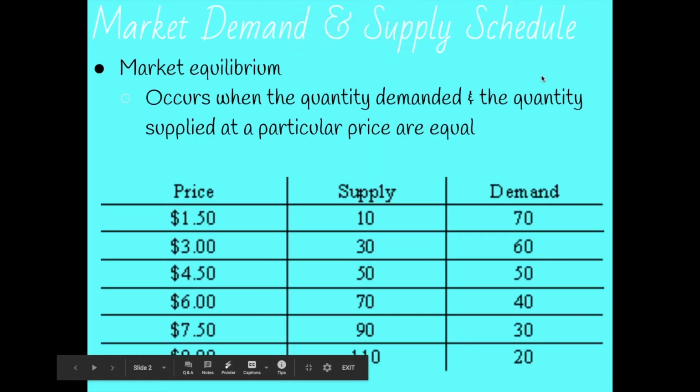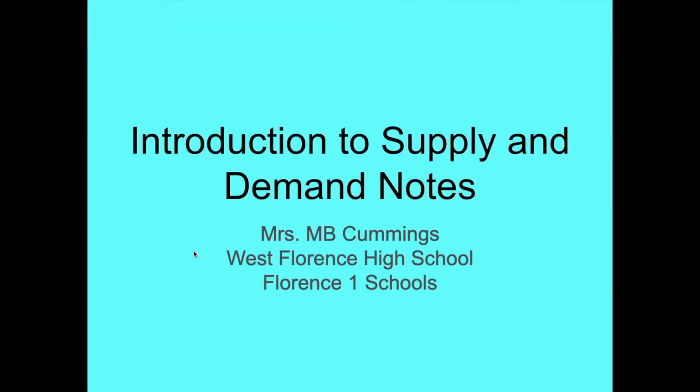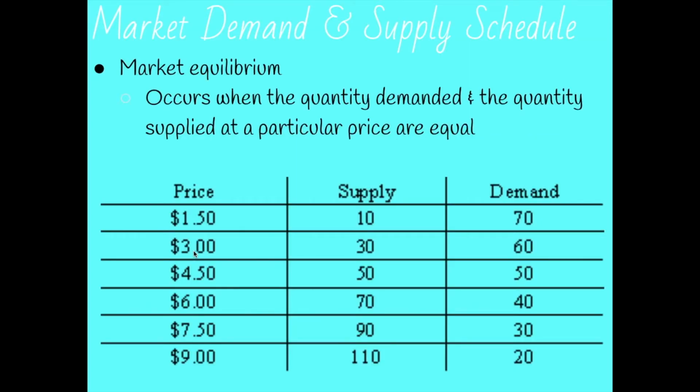Market equilibrium is the fancy name that says when quantity demanded and quantity supplied meet at a particular price. So on this table here, you'll see that they meet at $4.50 in price, but 50 are supplied and 50 are demanded. So we can say this is toothbrushes. At $4.50, 50 toothbrushes are demanded and 50 toothbrushes are supplied. That means suppliers are selling everything they have and consumers are getting everything they want.